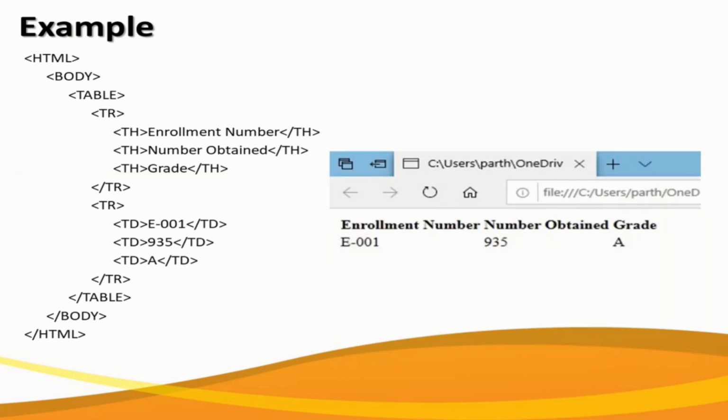If we run this code, it will display a table with 2 rows and 3 columns. If you closely look at the result, you will find that the table has no border, no alignment. So we have to design the table with the help of attributes. We will look into this in the next slide.